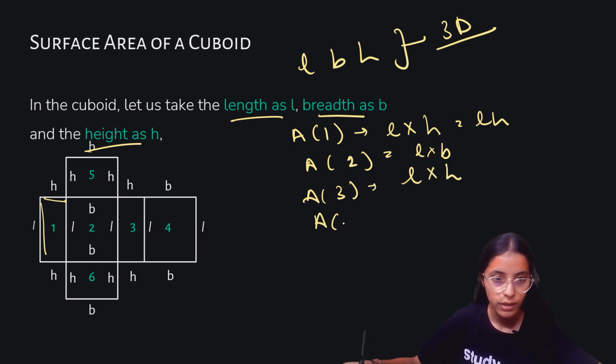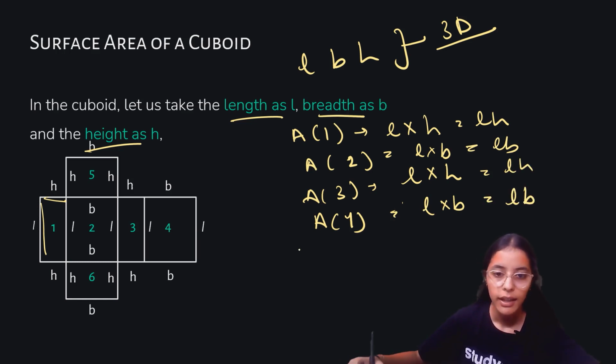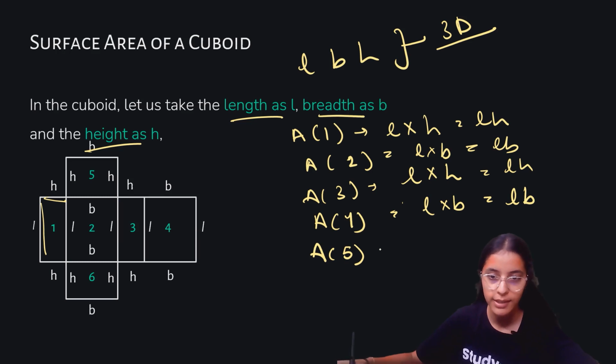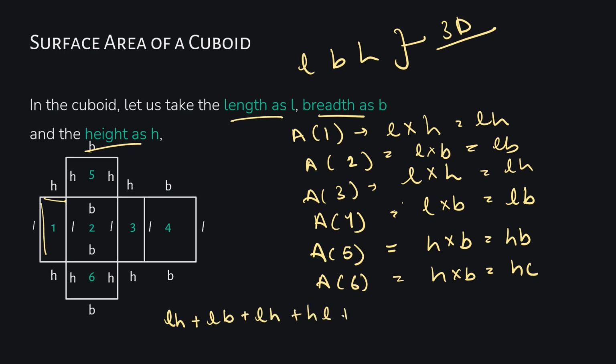Then the area of the fourth face would be length into breadth, which is LB. Then the area of the fifth face is equal to height into breadth, which is HB. Then we have the area of the sixth and last face, which is again height into breadth, HB. Now let us add these up: LH plus LB plus LH plus HB plus HB.